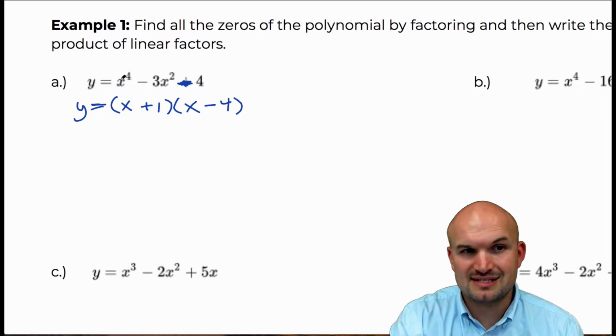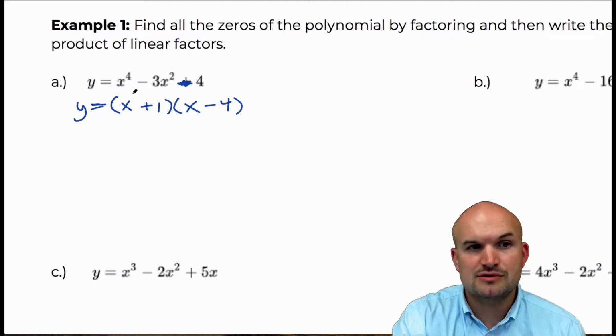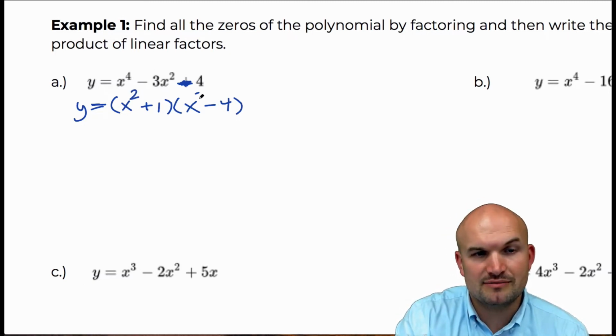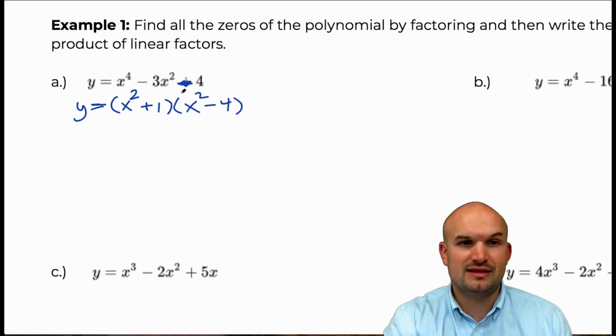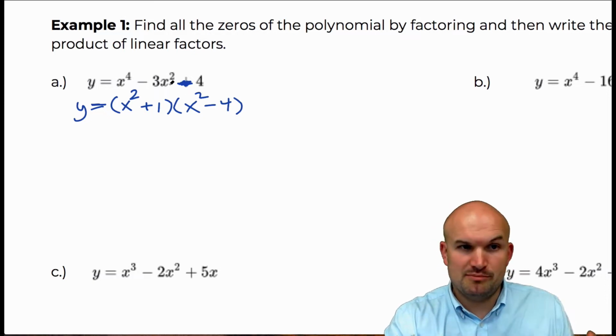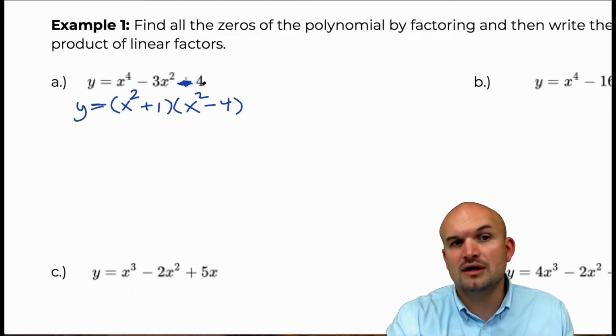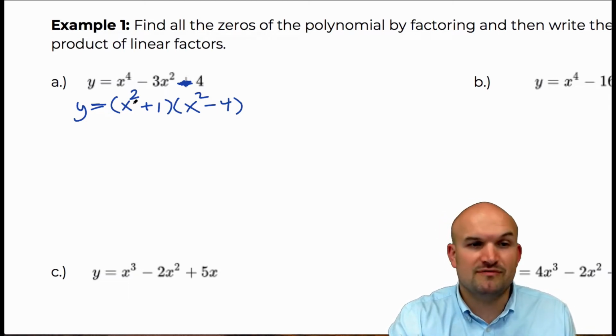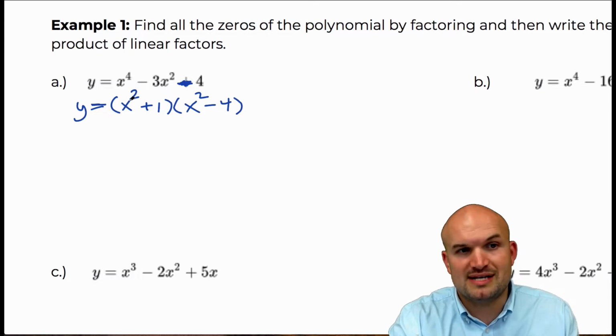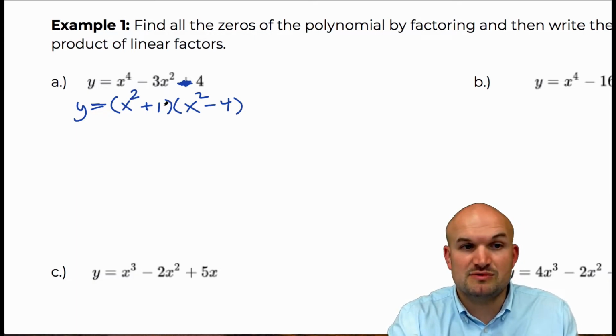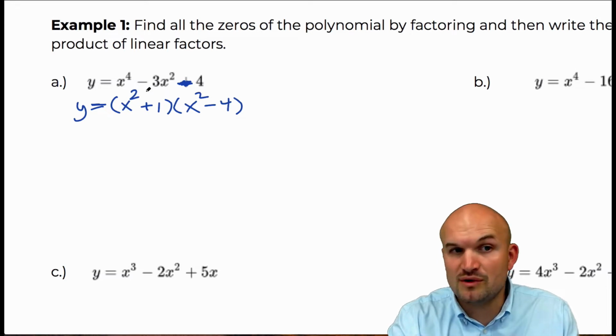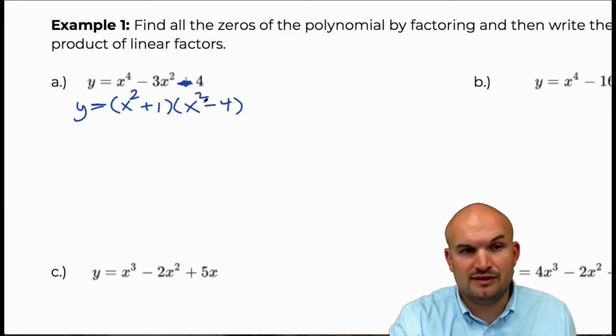But x times x does not give us x to the 4th. So what we need to do is factor it like a quadratic and then raise the powers. Your middle terms need to give you x squared, and as long as your last terms give you that negative 4, we're good. You can see that this multiplies out: x squared times x squared is x to the 4th. x squared times 1 is x squared. x squared times negative 4 is negative 4x squared, and together they give you negative 3x squared.